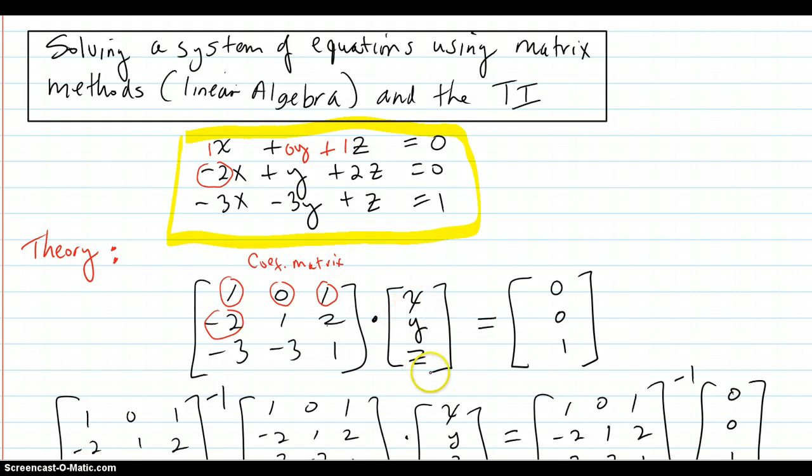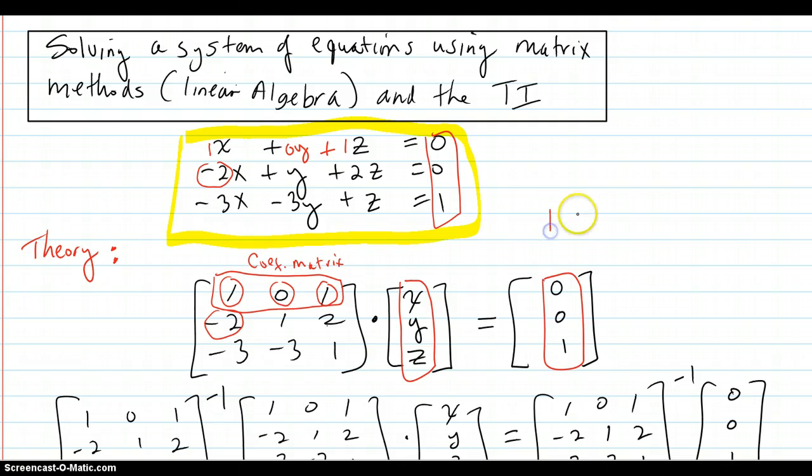Then times the xyz equals 0, 0, 1 over here. And just briefly how that works is, to multiply matrices, you have a row times a column, and you add.